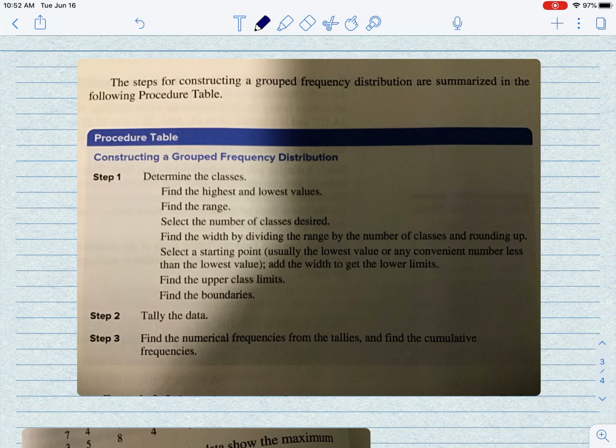Determining the classes and the boundary values for the classes, the class limits and the boundary values for the classes, is the biggest work in creating these tables. And then once you have that, you just tally up the data in step 2, and then you find numerical frequencies for the tallies. And we can find what's called cumulative frequencies, and we'll go over that in a second when we get to it.